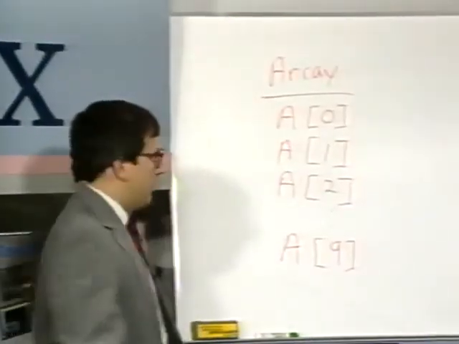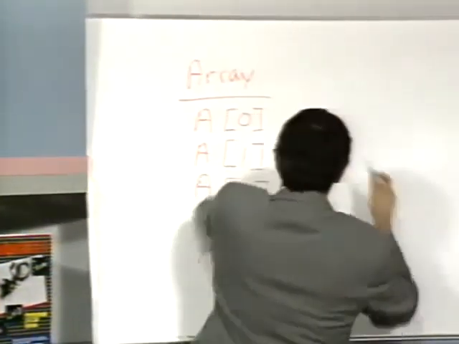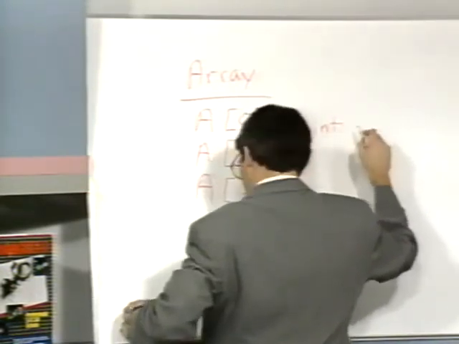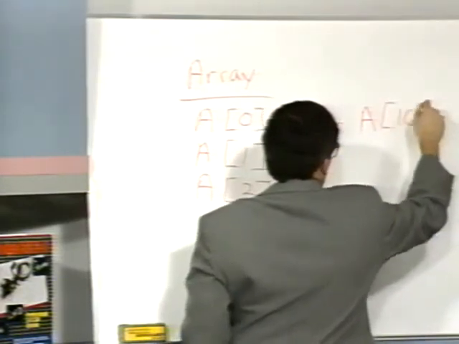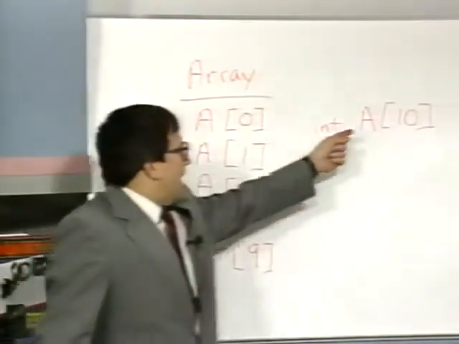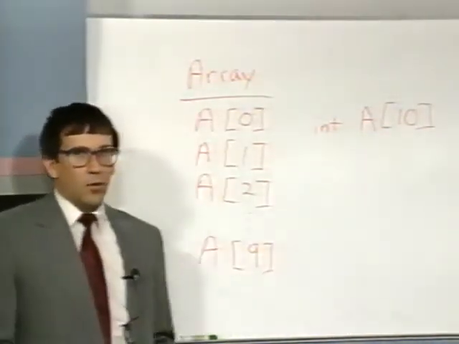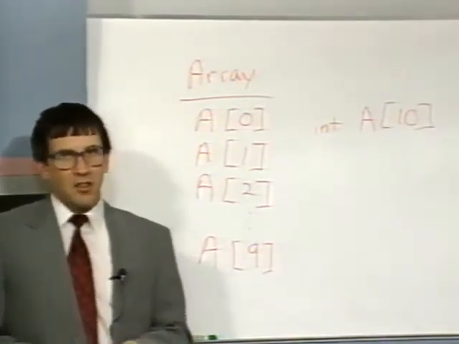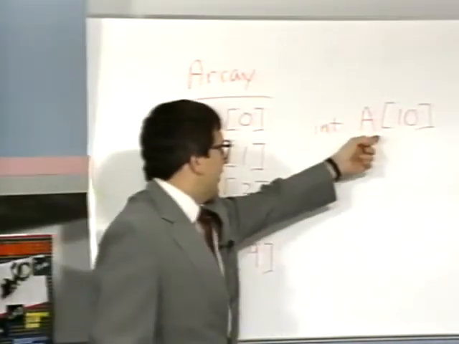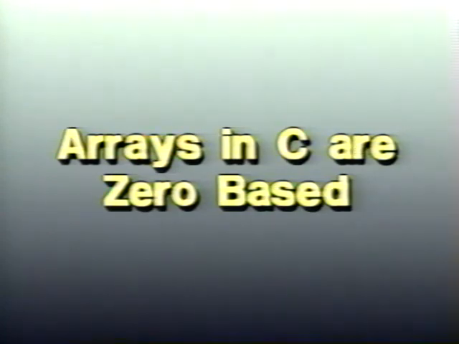To declare this array, we would give the data type and the array name, followed by the number of elements in the array. A[10] means we can go from A[0] to A[9]. Remember, when you declare an array, you specify the number of elements in the array, not the maximum element. If we declare A[10], that means we go from 0 to 9. This means it's 0-based. Arrays in the C language are always 0-based.